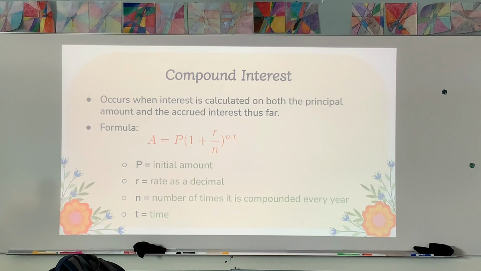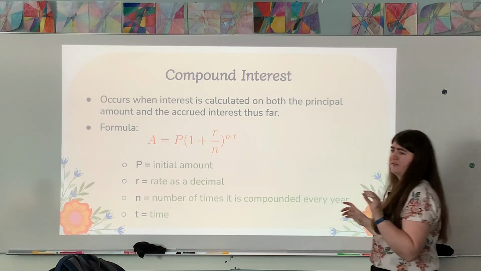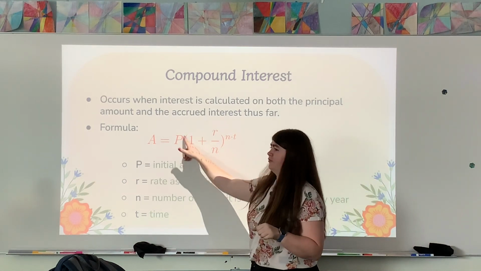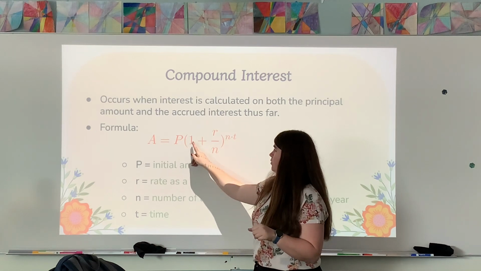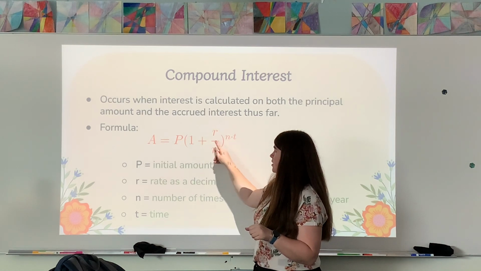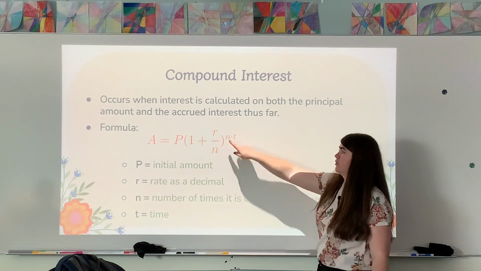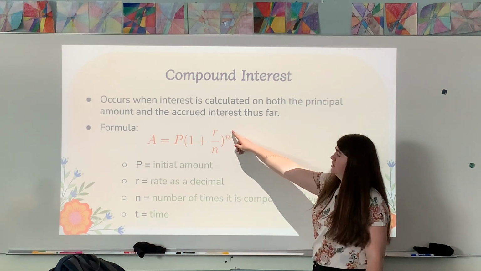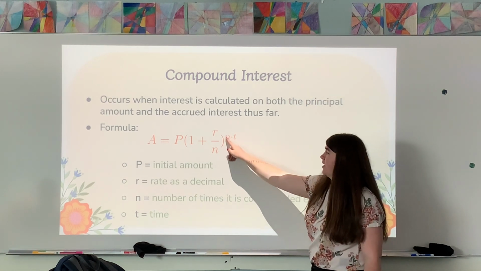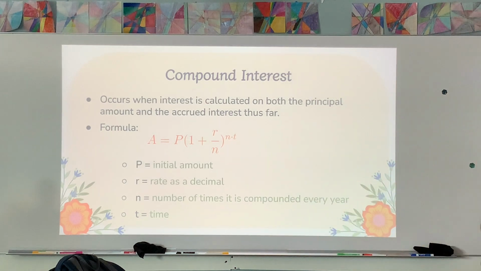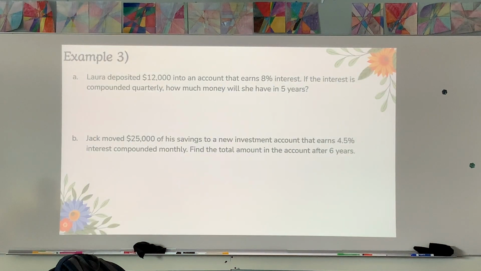So, some things to notice. While some of our variables changed, the initial amount still goes in front of the parentheses. We still have 1 plus the rate, but now we're dividing the rate by the number of times it's compounded. And we're still going to the power of t, time, but it's the number of times compounded times the time. That's what's happening here.